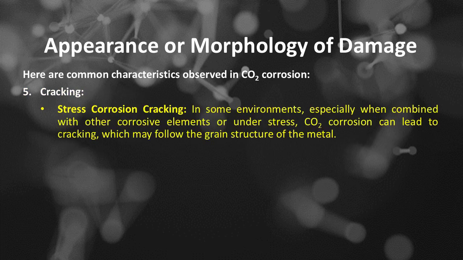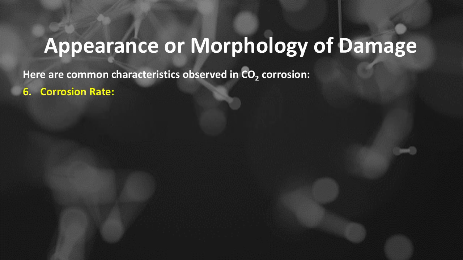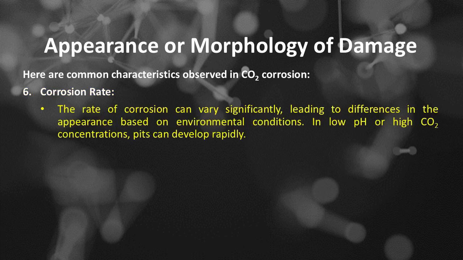Stress corrosion cracking. In some environments, especially when combined with other corrosive elements or under stress, CO2 corrosion can lead to cracking, which may follow the grain structure of the metal. Characteristic number 6 is corrosion rate. The rate of corrosion can vary significantly, leading to differences in the appearance based on environmental conditions. In low pH or high CO2 concentrations, pits can develop rapidly.